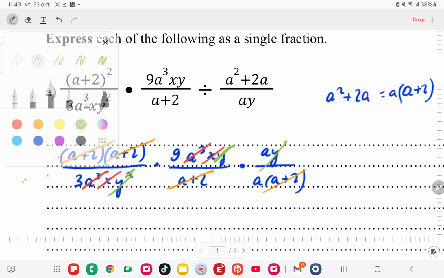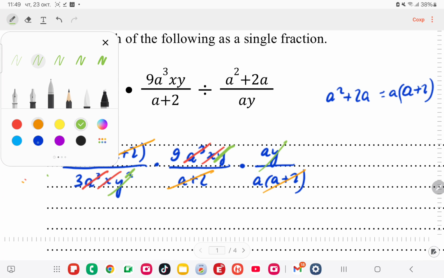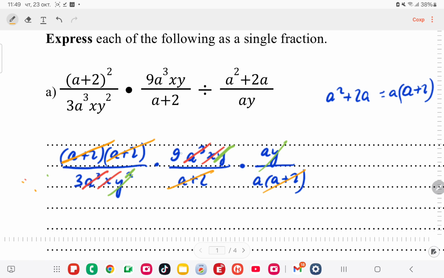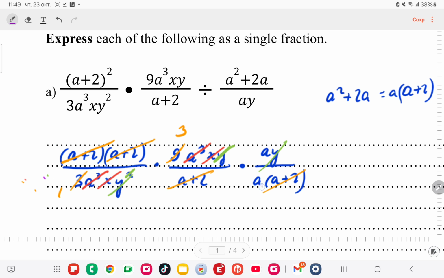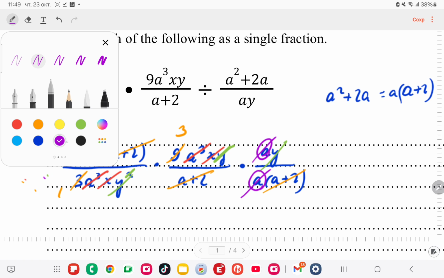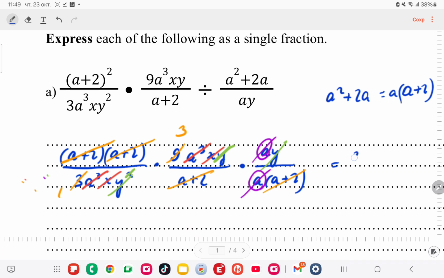Okay, 9 and 3, the last coefficients left, 9 and 3, so 1 and 3 here. And don't forget about these two a's, a and a, to be reduced as well. So finally we'll have 3 over 1, oh, just 3. So this is the answer for the first question.